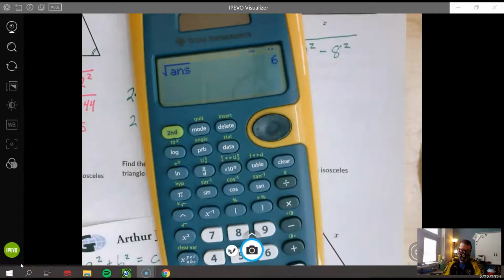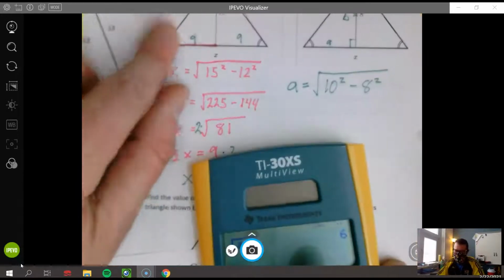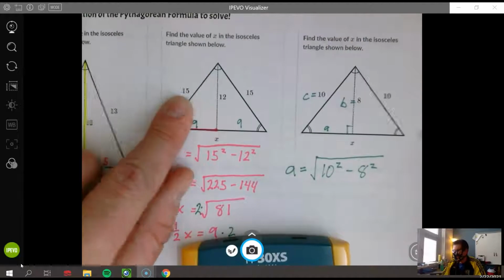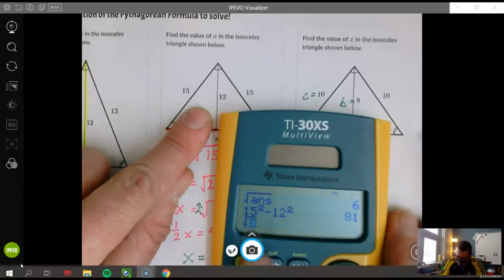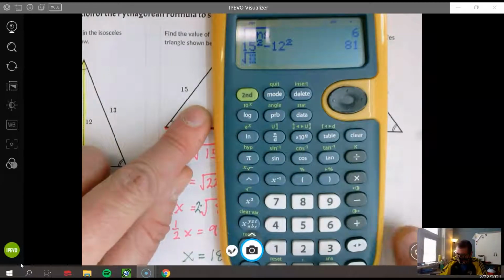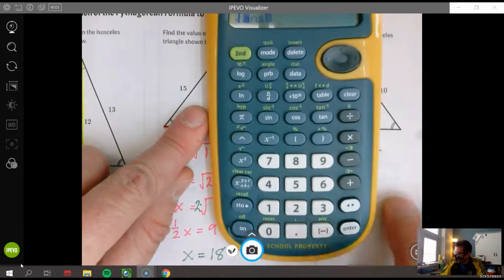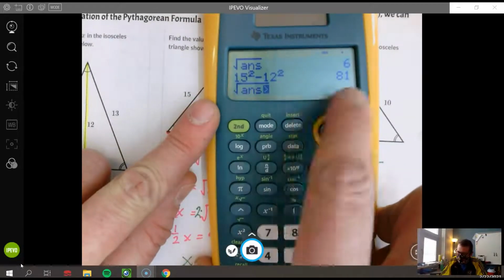Okay, but don't get in that habit because that won't necessarily be true in every calculator. So know where the button is. So let's say I was doing something slightly more complicated, like 15 squared minus 12 squared. And then I want to take the square root of that. Watch it. I come down here and I hit this answer button. It puts in A and S, but what that actually is, is the 81 that I had from up there.